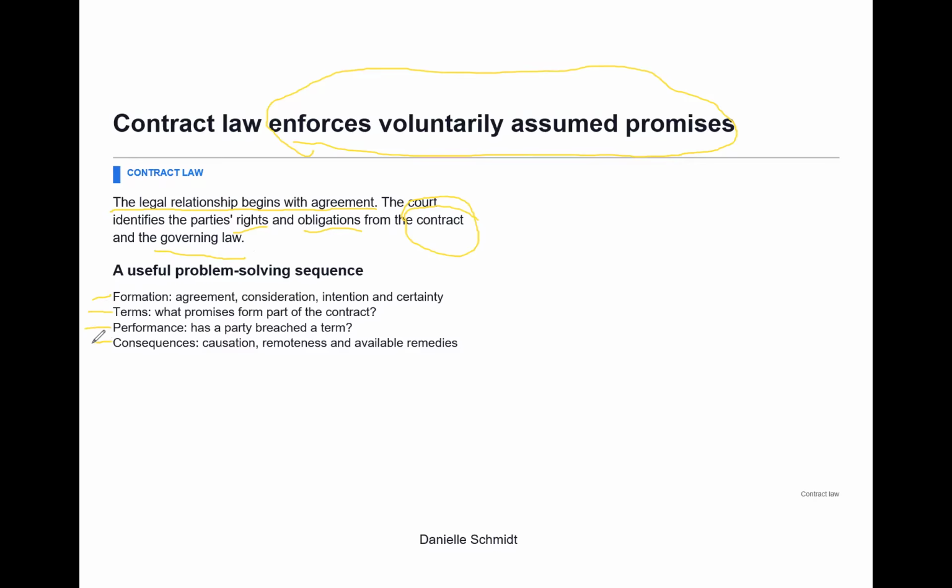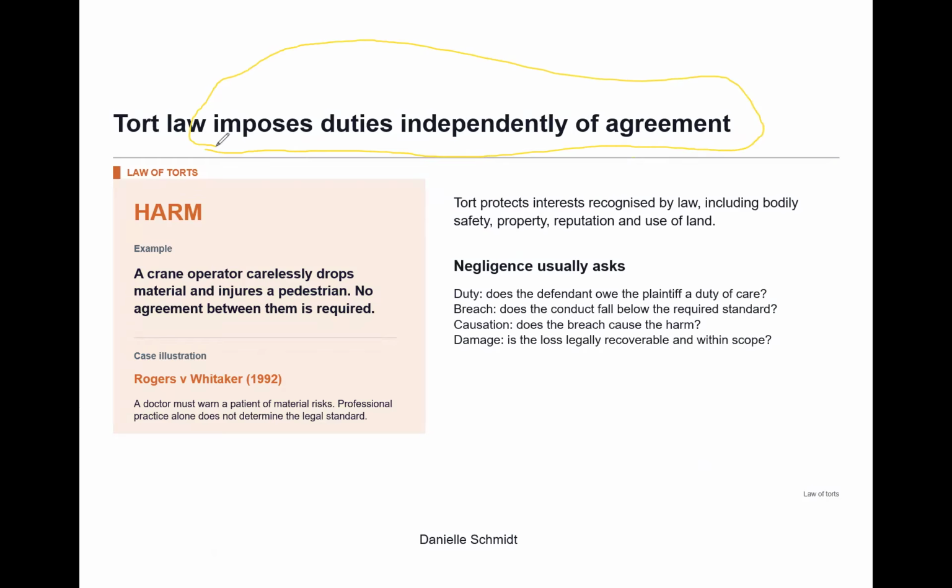Then we're going to look at tort law. Tort law, we know, imposes duties independently of an agreement. So you don't need to have a contract to impose a tort law legal obligation. Tort protects interests recognised by the law, including bodily safety, property, reputation, and use of land.